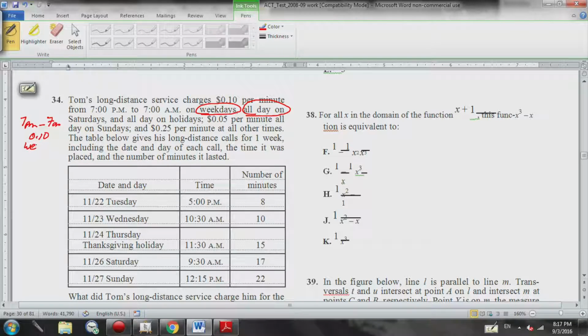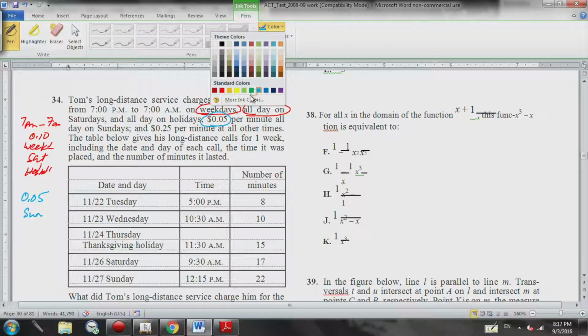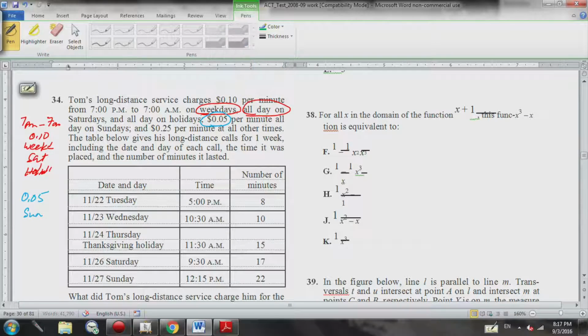So this is for weekdays, and for Saturday and for holidays, that's how much it charges. There are some weird companies. It charges 5 cents per minute on all Sundays. And then it charges 25 cents, 0.25, on all other times, everything, all other times.